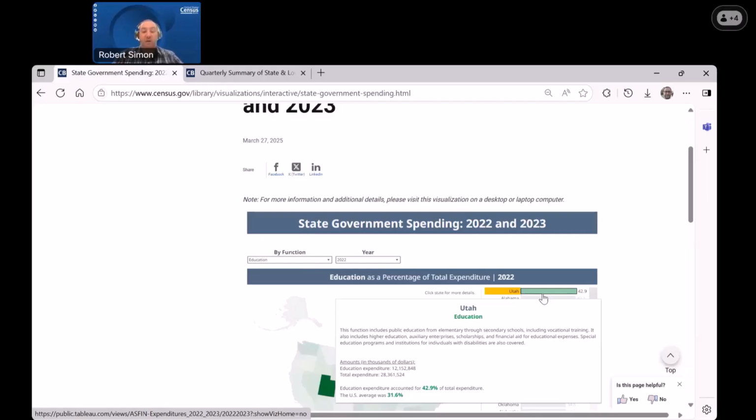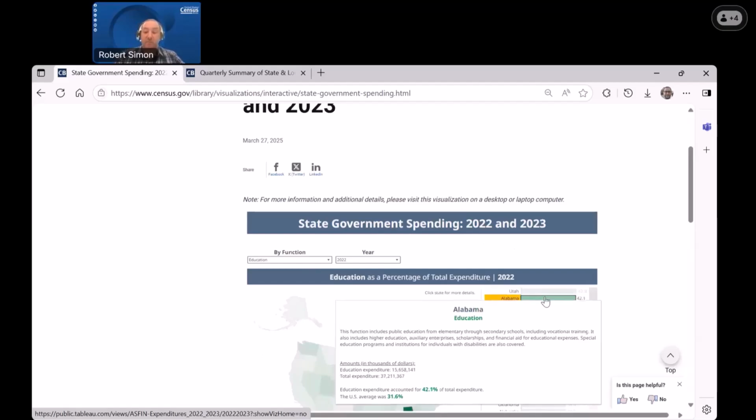Utah spends about $28.3 billion every year, of which just over $12 billion is spent on education. If we look at Alabama, they spend just over $37 billion every year and about $15.5 billion on education.